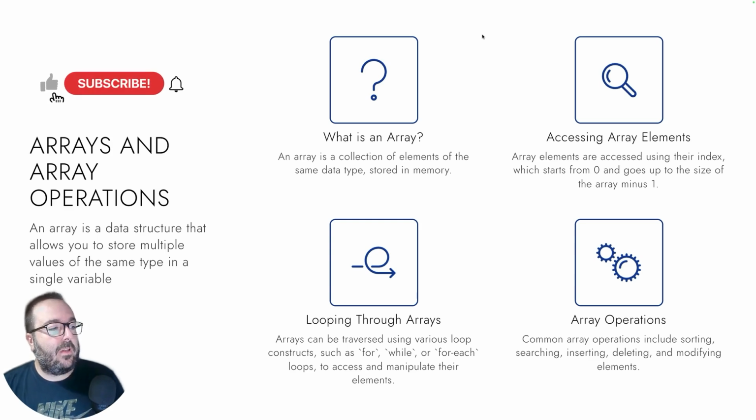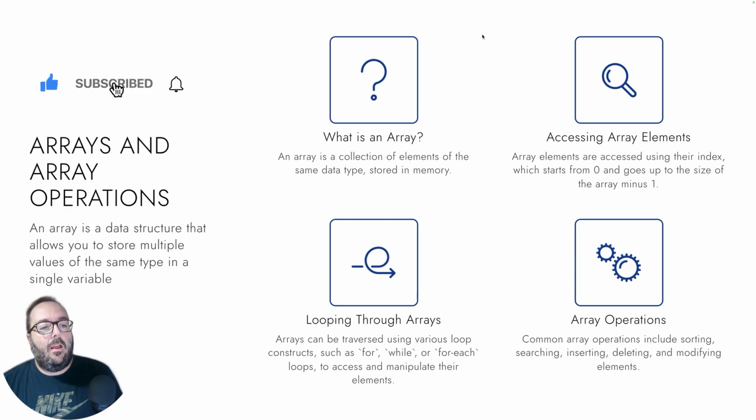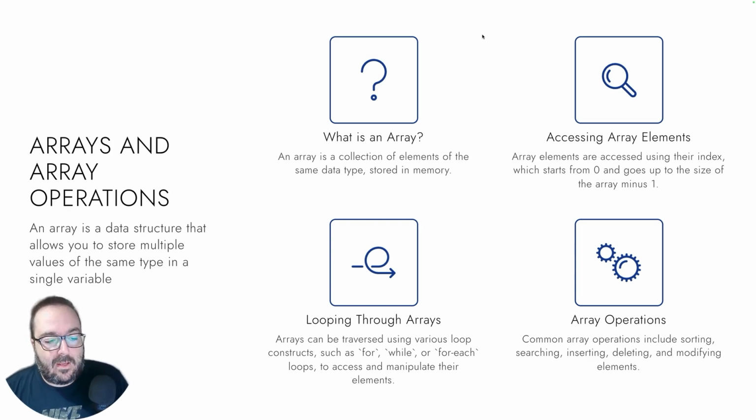Next, we'll be talking about arrays and array operations. An array is a collection of elements of the same data type stored in memory. Usually we store them in a variable. Arrays can be traversed using various loop constructs, such as for, while, or for each loops, to access and manipulate their elements. Array elements are accessed using their index, which starts from 0 and goes up to the size of the array minus 1. I will give you an example very soon about that.